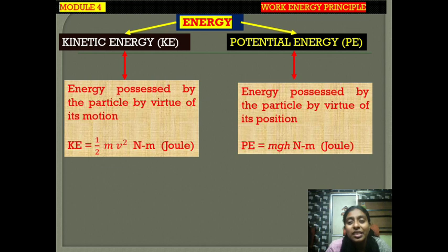And potential energy is the energy possessed by the particle by virtue of its position. That is, potential energy is equal to mgh, which is the work done by the force due to gravity. That is potential energy by virtue of its position. Now, by virtue of its motion, kinetic energy is equal to half m v square. So both the units are joule.